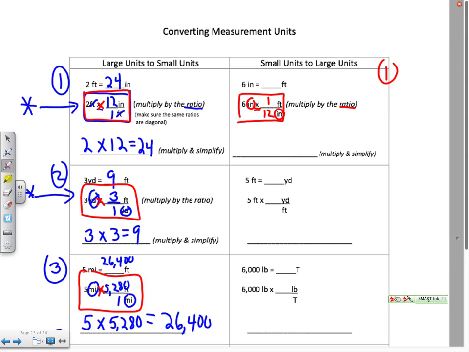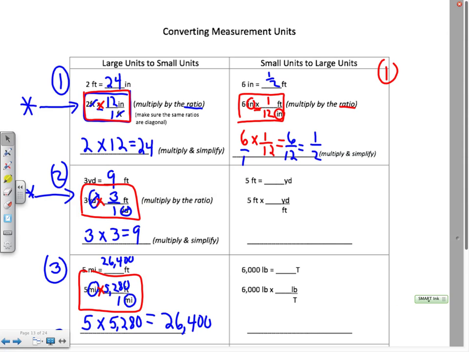So let's see what our problem looks like now. It looks like this, 6 times 1/12. Okay, how do I solve that? I'm going to put a 1 under my 6, and I could say 6 times 1 is 6, 1 times 12 is 12, and that's the same as 1/2. Okay, so 6 inches equals 1/2 foot.